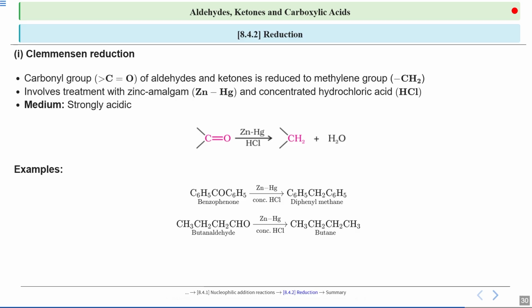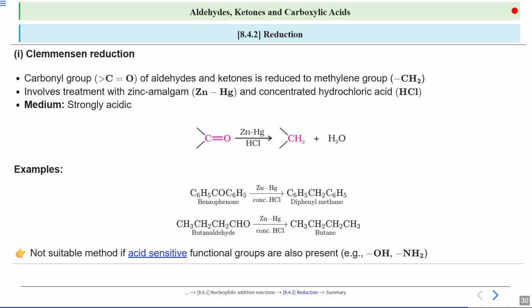This reaction shows how the carbonyl group is completely removed, resulting in a saturated hydrocarbon. Now, the Clemmensen reduction is a powerful tool in organic chemistry for reducing carbonyl groups to methylene groups. However, its use is limited by the presence of acid-sensitive groups. So it is not suitable if acid-sensitive functional groups are present.